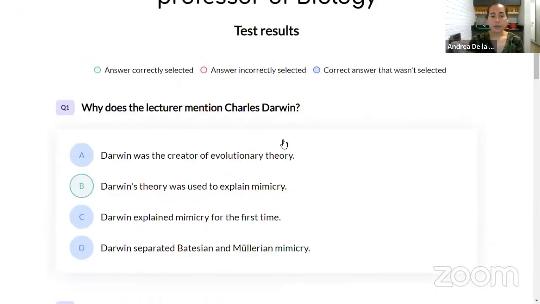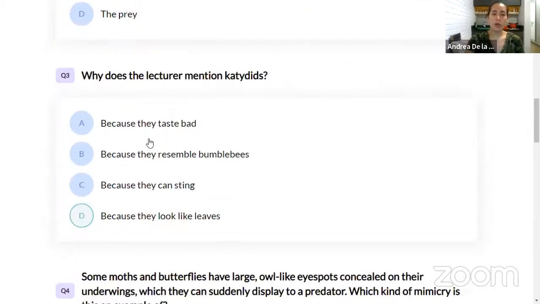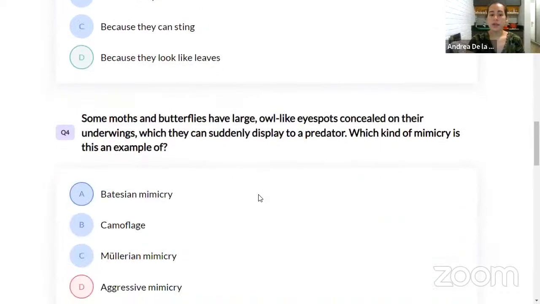So the first one's correct. It was used to explain mimicry. The second one is correct as well. The organism that is fooled by mimicry is the recipient, the one that receives the action. The lecturer mentions katydids because they look like leaves, right? It's an example of camouflage.